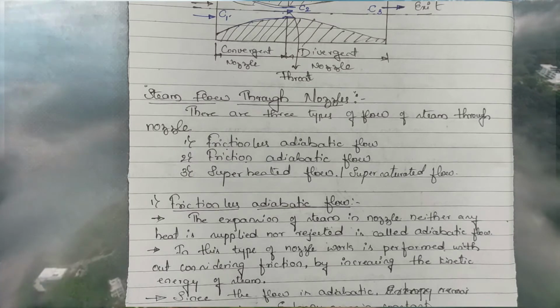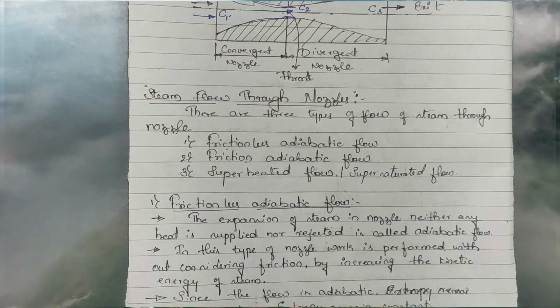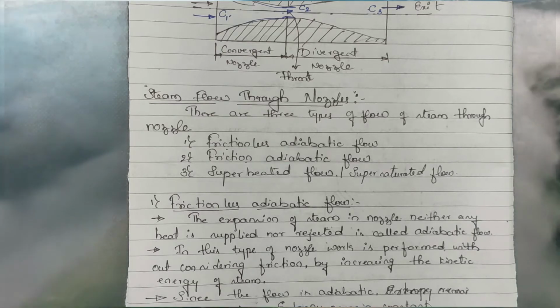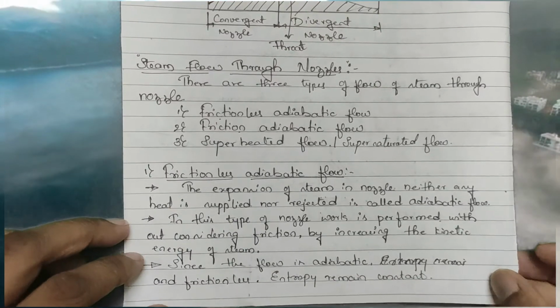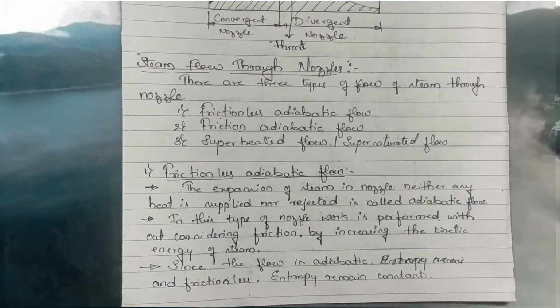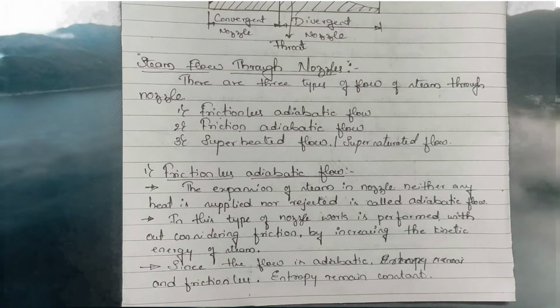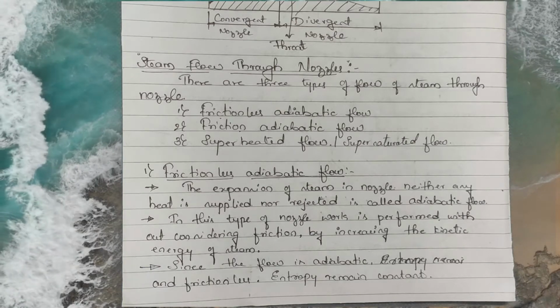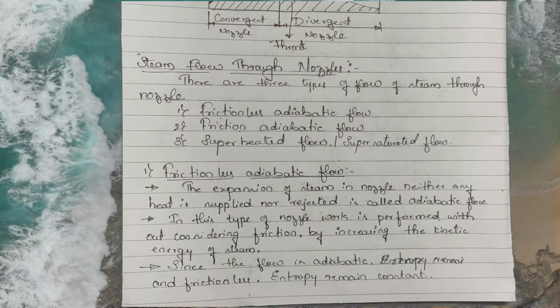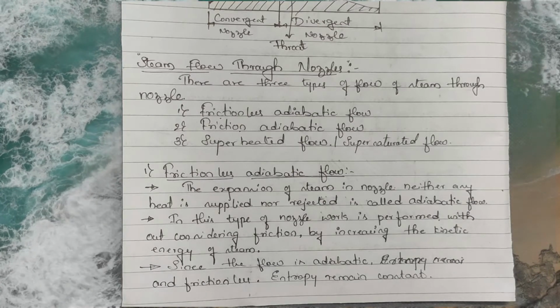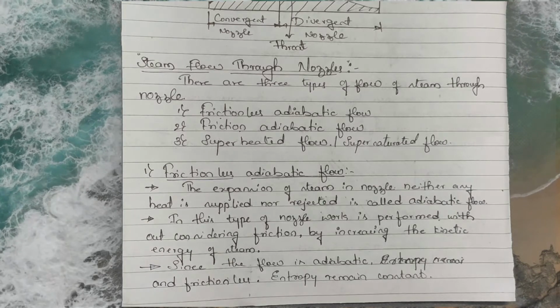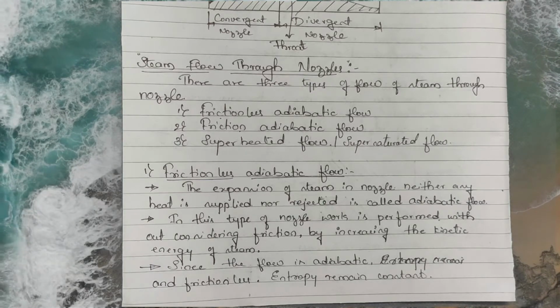Okay, work is done only if entropy remains constant and there is no heat transfer. I will go one by one. First, frictionless adiabatic flow. In frictionless adiabatic flow, during the expansion of the steam in the nozzle, neither heat is supplied nor heat is rejected. So that is called adiabatic flow. In this case, the nozzle work is performed without considering the friction.